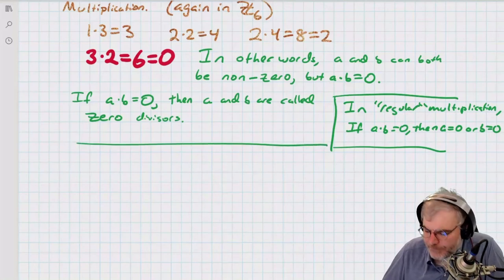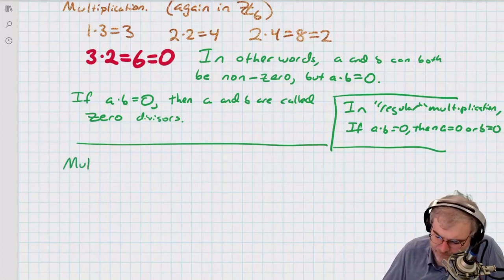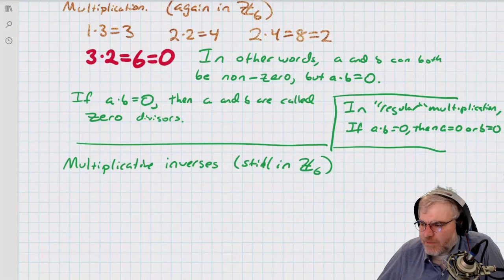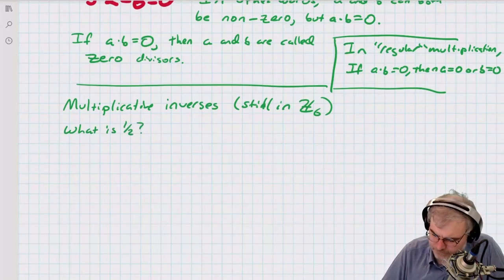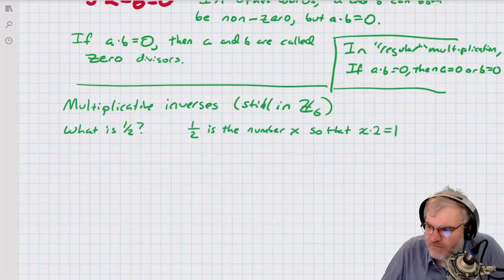All right, so let's look at 1/2. Let's stay in Z6. Someone asked me about Z6. Someone's asking me about Z7, and I'll get to that in a moment. Let's look at Z6. What is 1/2? One half is the number x, so that x times 2 equals 1. How do we feel about that?